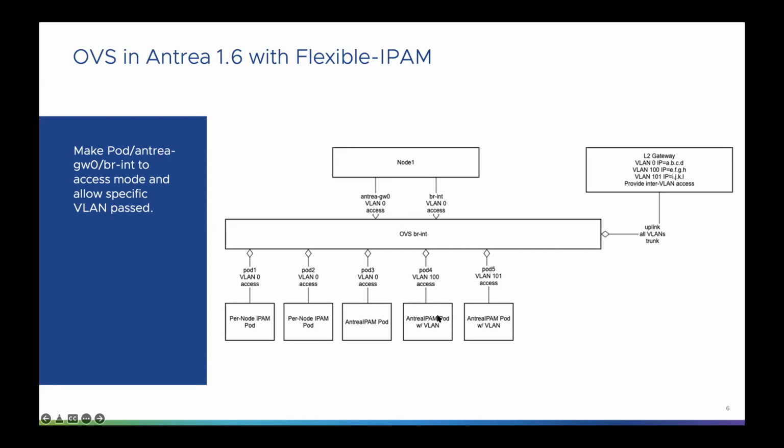And for the new Antrea IPAM port with VLAN, we need to set the port mode as access and set the specified VLAN.